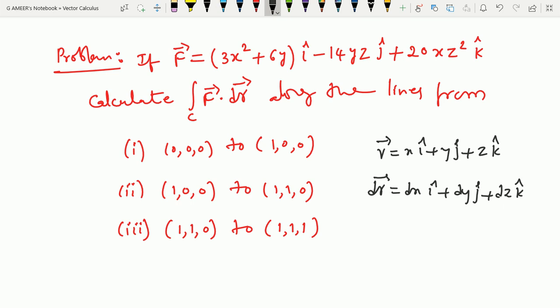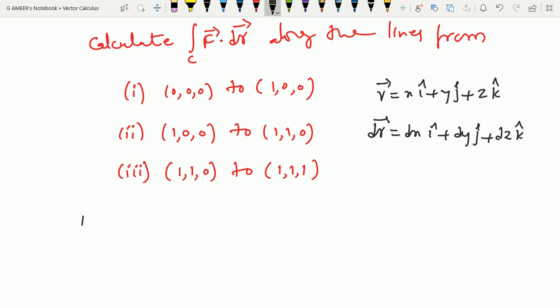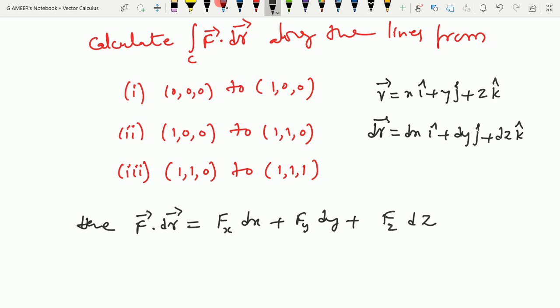So here we need to do F dot dr. F has an x component, a y component, and a z component. That means x component dx plus y component dy plus z component dz. So now we need to perform the integration. Like this we can perform the integration.